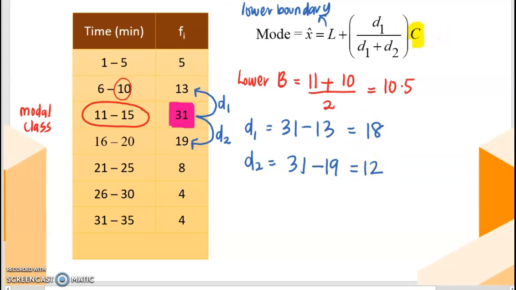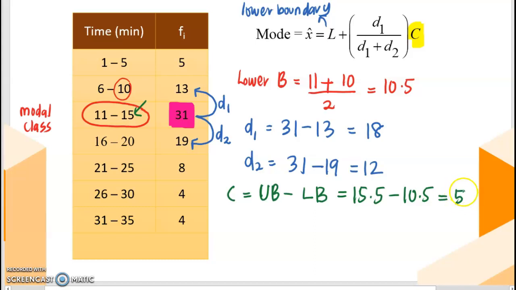Okay, next, we are going to find our C. What is C? C is size class. So we are going to find the size class of the modal class. The formula will be size class is upper boundary minus lower boundary. So upper boundary for the modal class here will be 15 plus 16 divided by 2, which is equals to 15.5, minus lower boundary 10.5. So our C is 5.